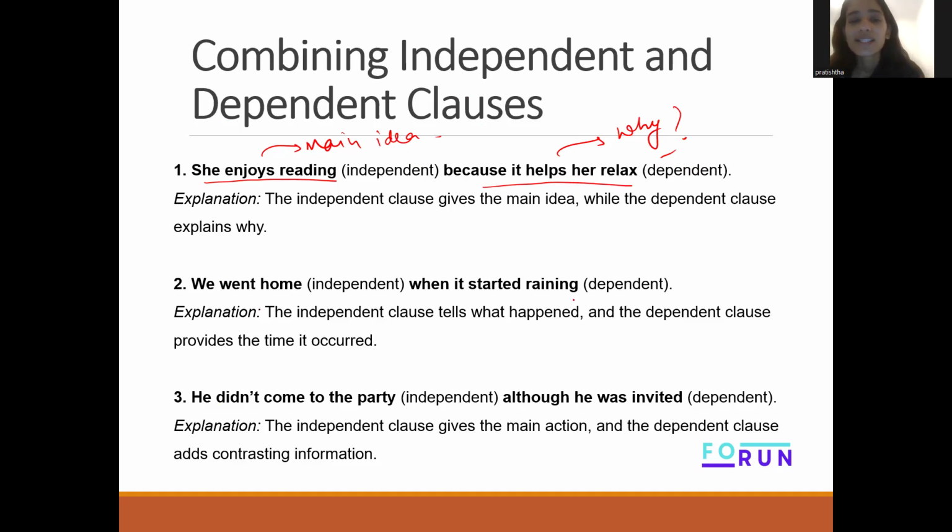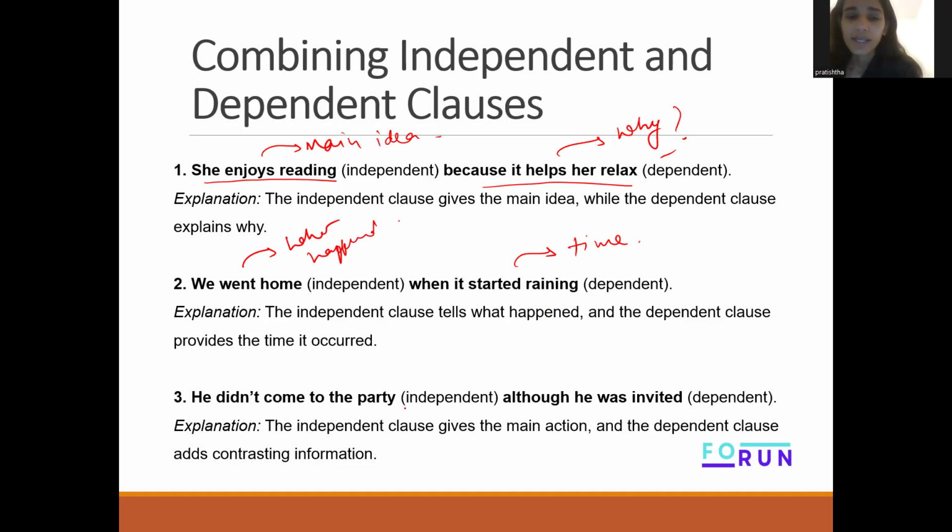We went home when it started raining. So it tells about what happened. And this tells us about the time. What happened? We went home. When? When it started raining.